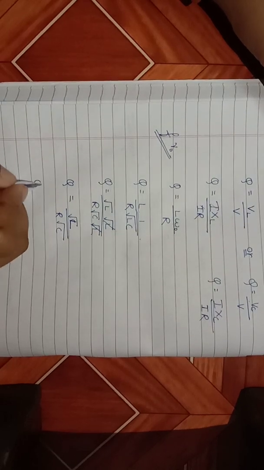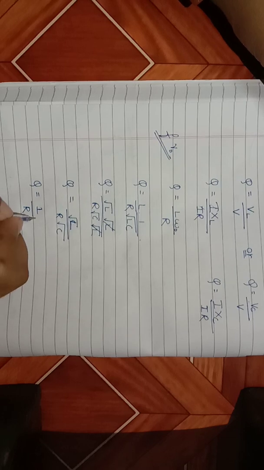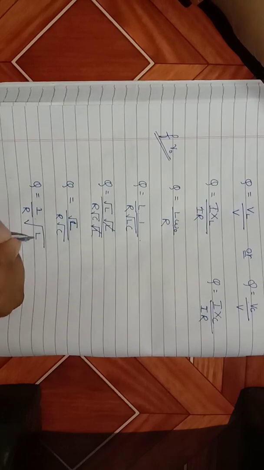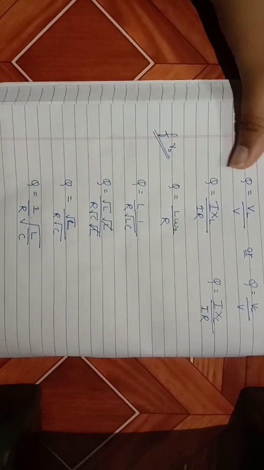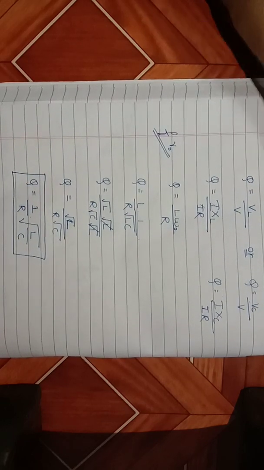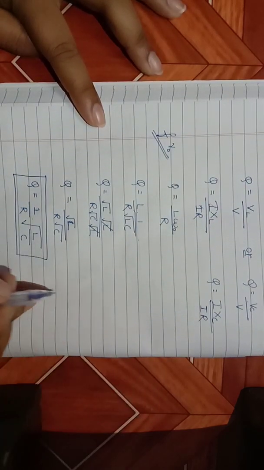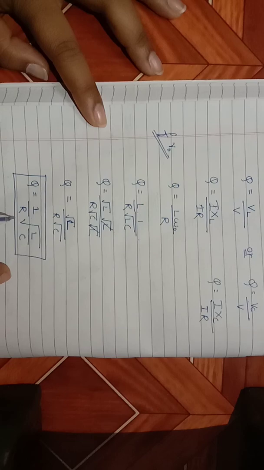Understanding? So Q is equal to 1 by R into square root of L by C. Understood? This is the expression of quality factor. By this also you can get the same last answer.